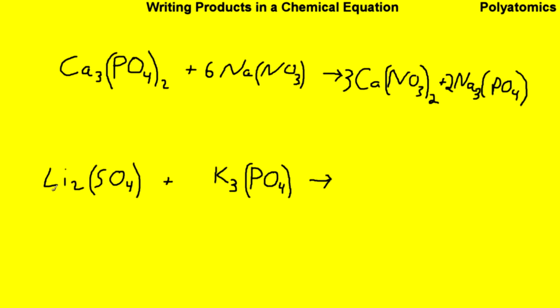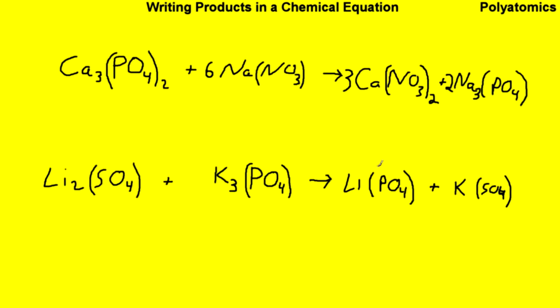Do it again. Metal, the first one, lithium. Non-metal, the second one, PO4. Keep the polyatomics together. Don't mess with them. Don't mess with the numbers. Keep that 4 with the O. Let's see. This potassium, this K, metal is going to go with the polyatomic, so it's going to be KSO4. That's a 4.